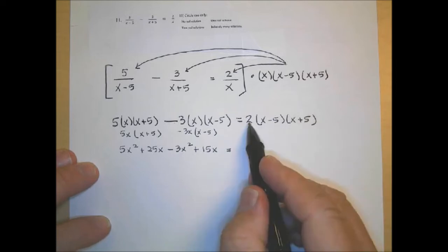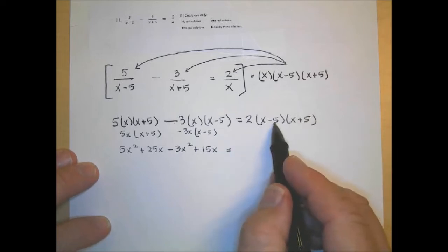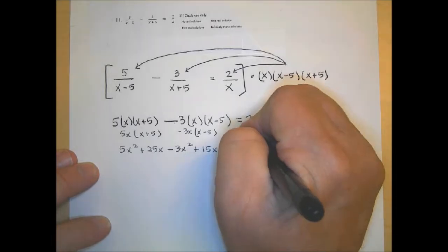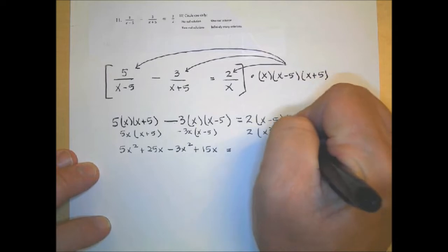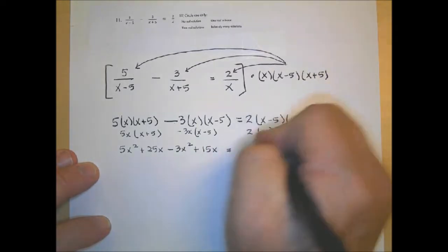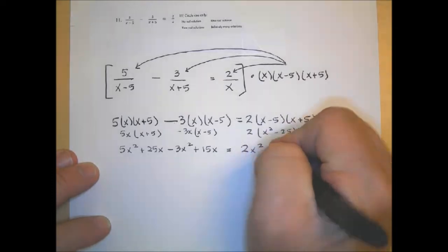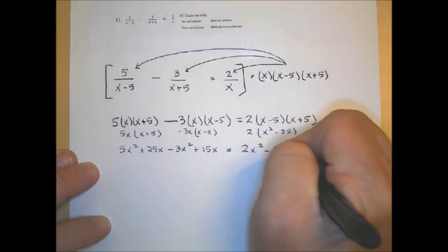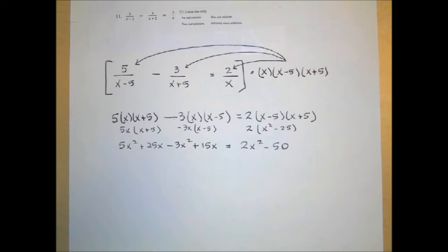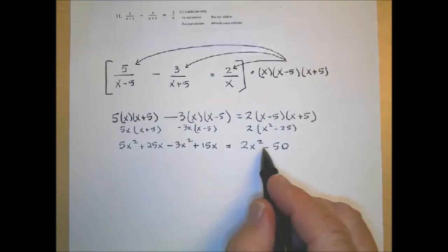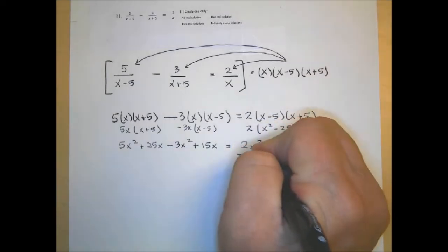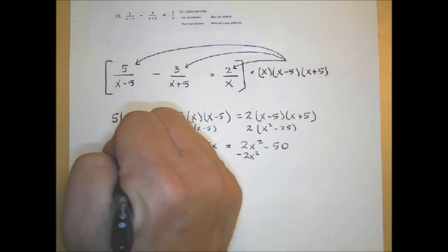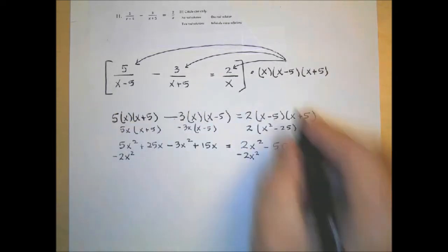Now, this 2 needs to get multiplied by x minus 5 times x plus 5. Well, x minus 5 times x plus 5 is x squared minus 25. So now I have 2x squared minus 50. So I've cleaned it up a little bit, but I'm going to clean it up some more. I'm going to move everything over here on the left to the right. So this negative 2x squared is going to go right under that negative 2x squared.